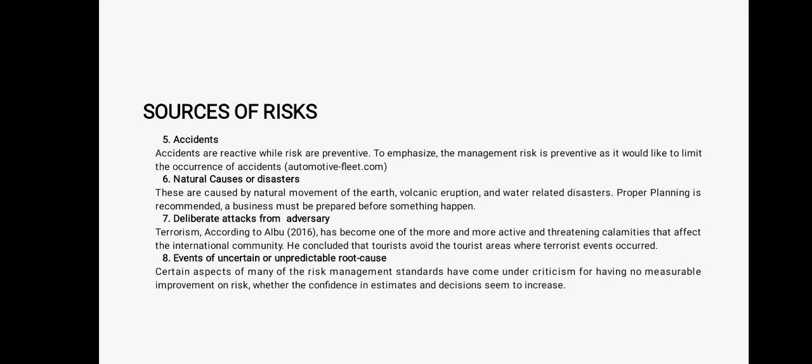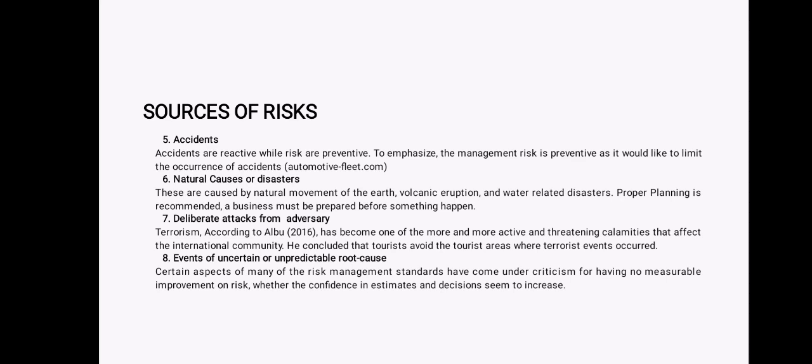Aksidente. Kumbaga, as a person, as a management, or as a manager, kung ano man yan, ang situation sa accident, very reactive yan. Okay? Pero preventive. Kumbaga, pag sabi reactive, di ba? One snap, nangyari agad. Andun siya. It happens. Preventive siya kasi ibig sabihin nun, people, your firm, your operations, they are ready. Okay? To emphasize, the management risk is preventive as it would like to admit the occurrence of accident. According yan sa automotivefleet.com, sa module nyo, nakalagay po yan.